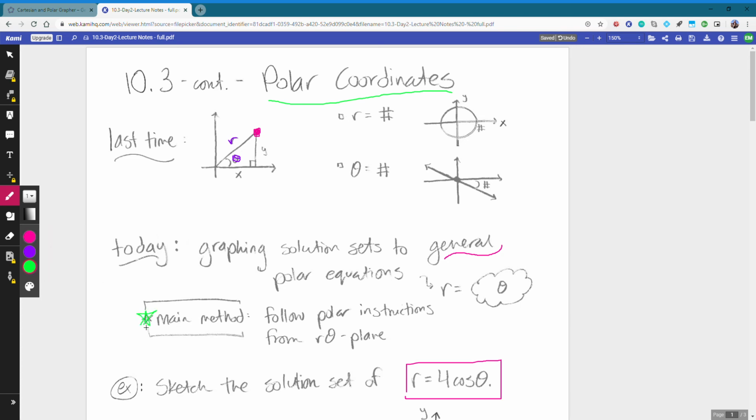Today, we're going to see what I'll call our main method for actually sketching these curves, which is to follow polar instructions that we get from the r-theta plane. And today is about just kind of feeling out what do I even mean by that and putting it to work with some examples.